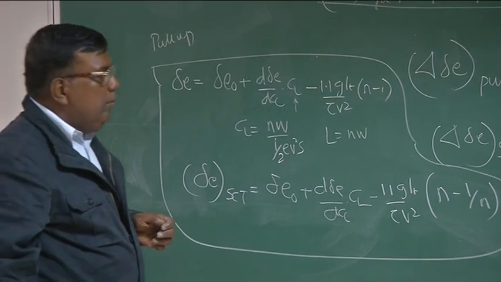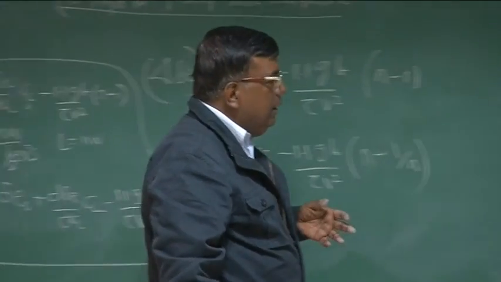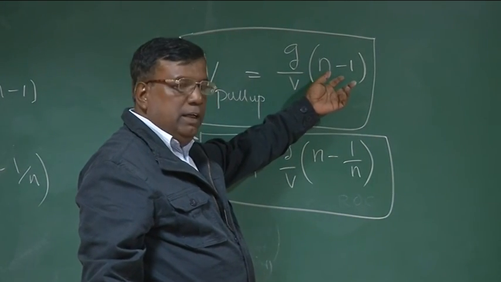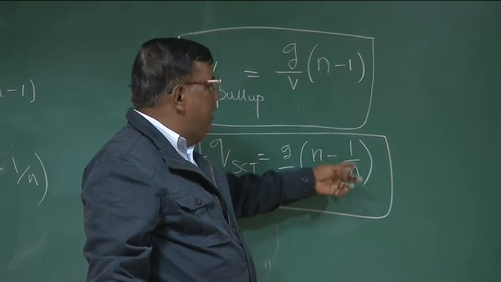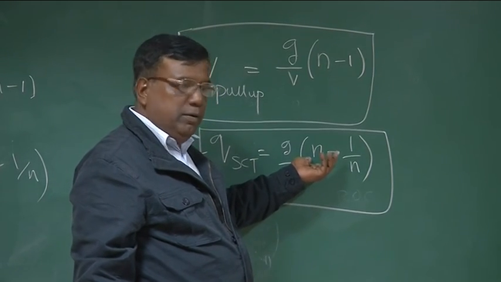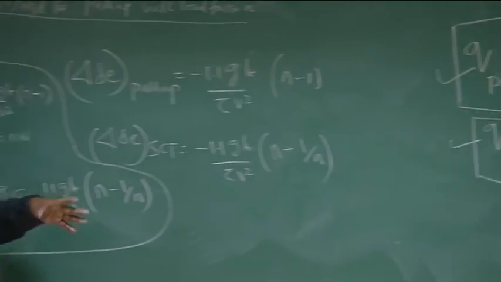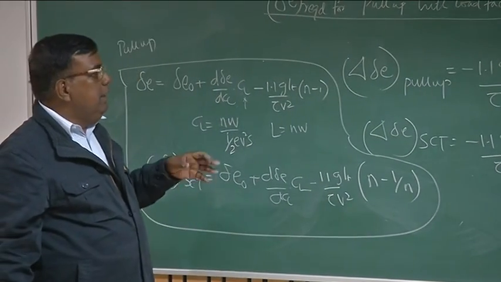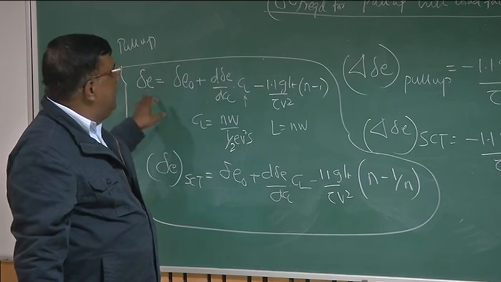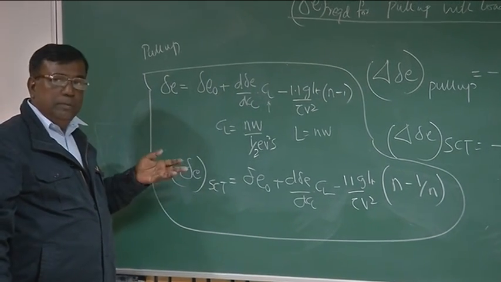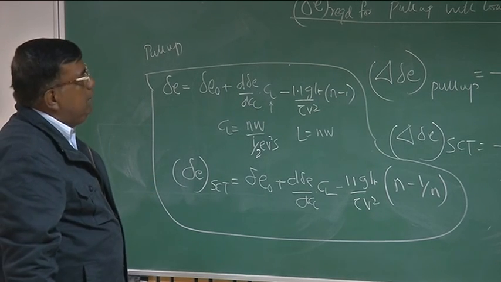But one thing you could see loosely as a designer, if n is very large, then n minus 1 becomes n, and n minus 1 by n also approaches n. So at that time both the q's are the same. And as n increases, the q remains the same. So the additional delta E required will be almost the same, right? That's what you should know a priori.